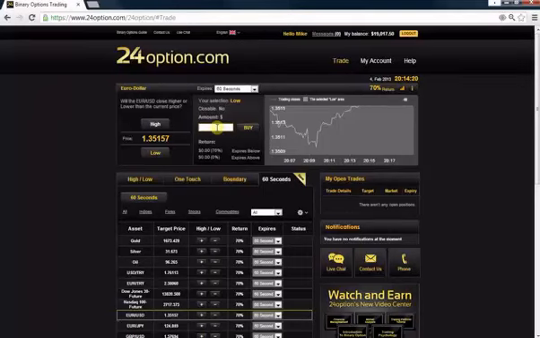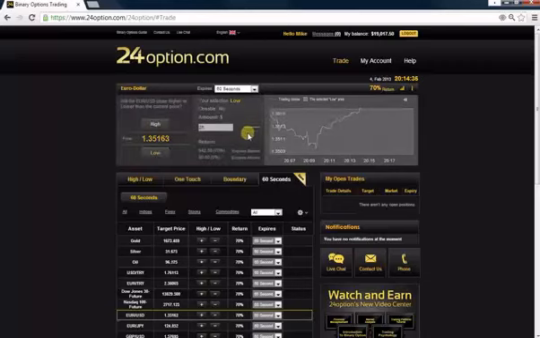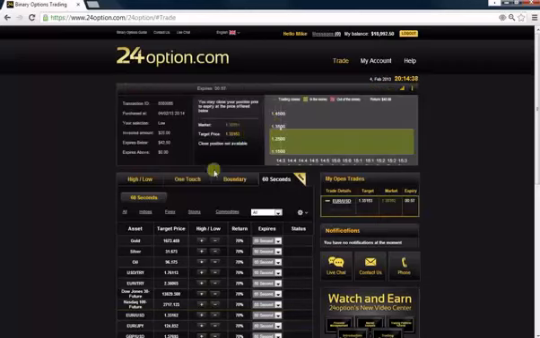platforms. So when you do this technique with 24options, you usually need to start out with a larger initial deposit in order for this technique to work. So what we're going to do is first invest $25, and go to buy. Okay, and we purchased a call, and we're going to watch to see what happens here.